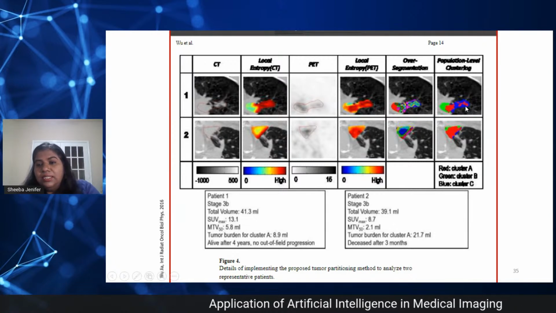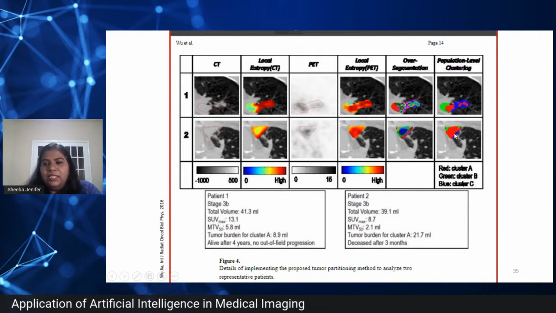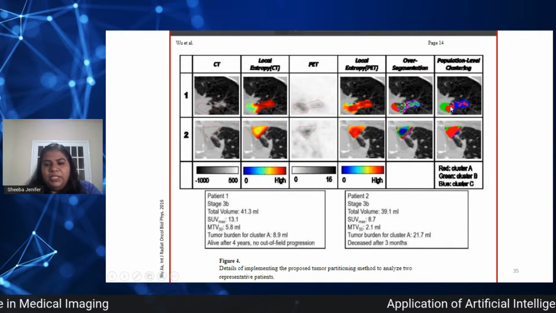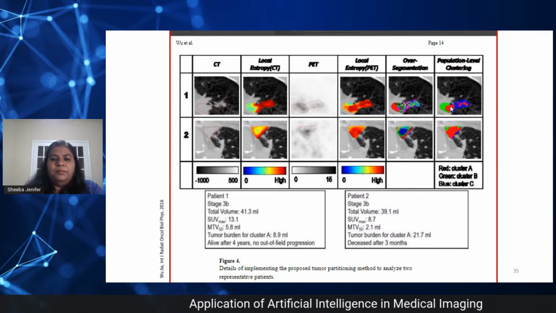Sorry, blue is cluster C. Okay, so how are these two patients differing? I can see a lot of red here in the second patient and less red in the first patient. So will that help in detecting the prognosis?